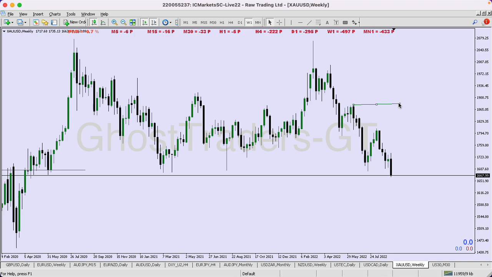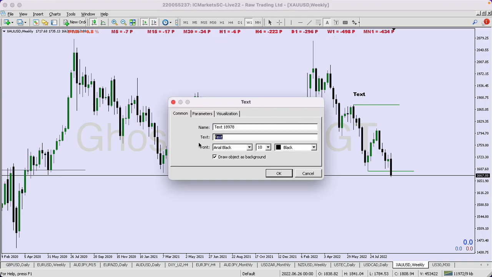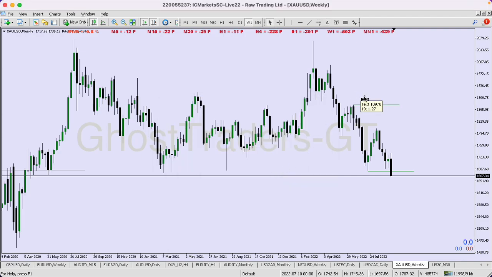Okay, so we can say these are external range here, and then these are external range. So this is the range that we have here. Anything within here is going to be an internal range. So it's going to be internal range entries that we're going to be looking for.